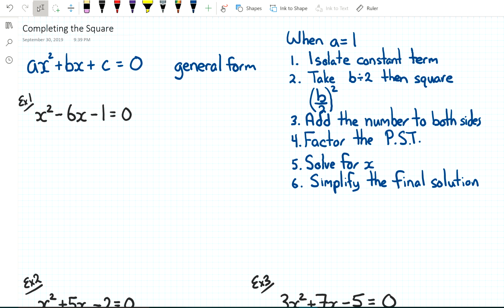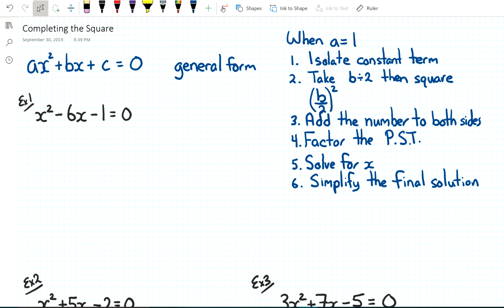This video will show the completing the square technique for solving a quadratic equation. If you want to pause the video and try the questions below, you may do so and then press play when you're ready to see the answer.